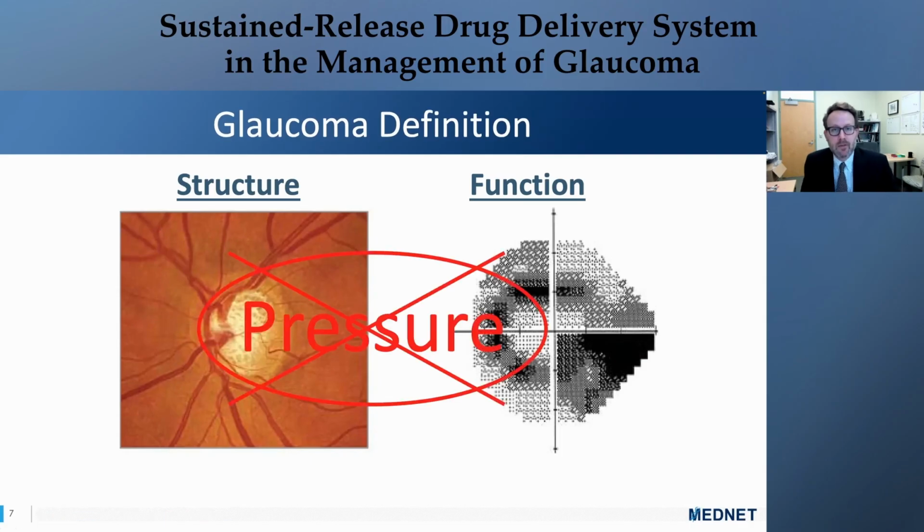Notice when I'm talking about the definition of glaucoma, I did not speak about pressure or intraocular pressure. Now, I'm going to talk about intraocular pressure later, as it is important and very relevant to glaucoma, but it is not required to have an elevated intraocular pressure to diagnose glaucoma.